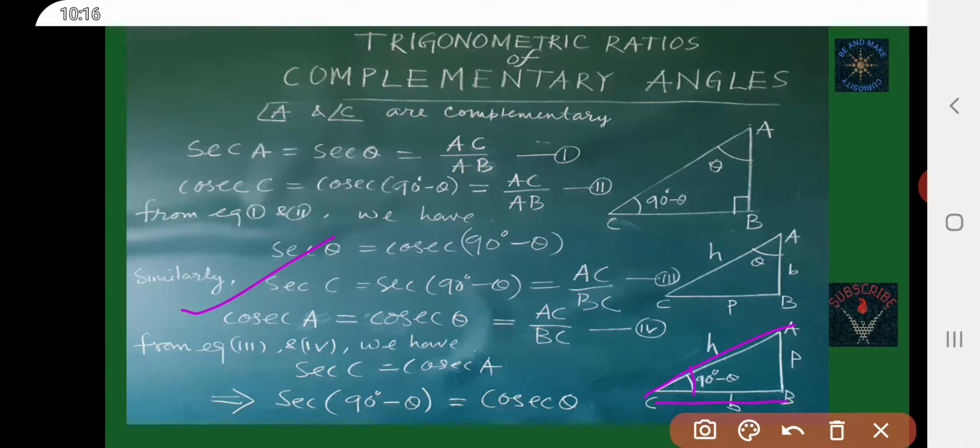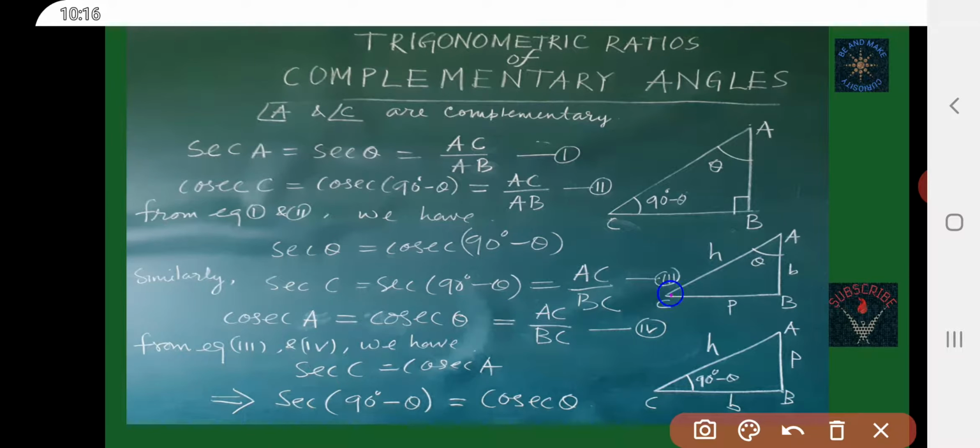So H is SC, B what? BC. So SC by BC. Here cosec A, that is A means theta. Okay, here you see this angle.